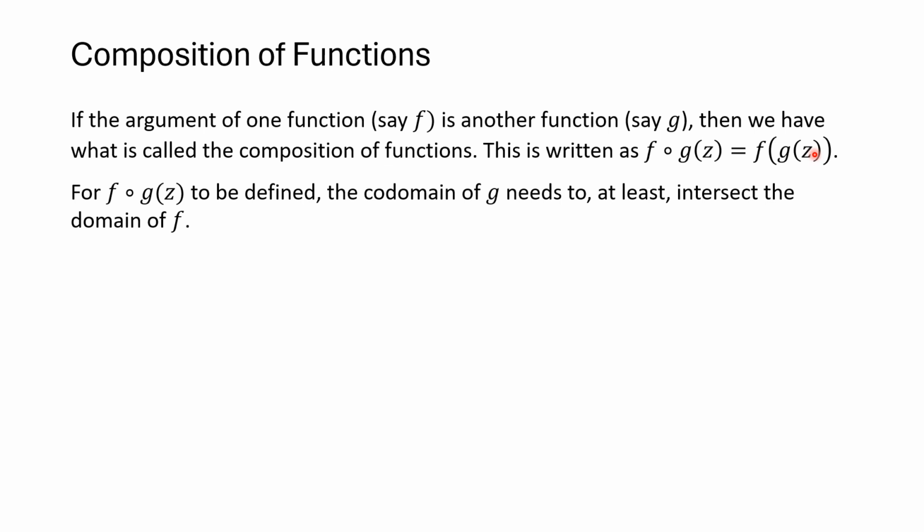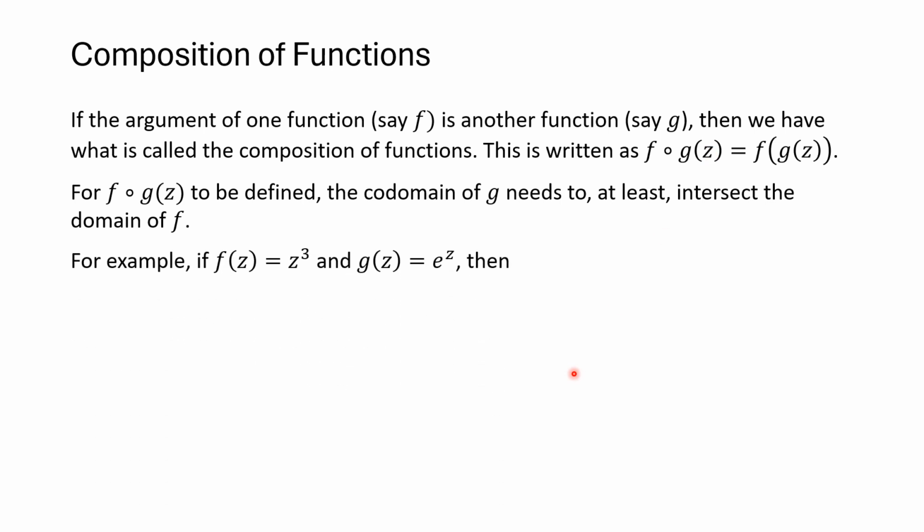And there's one catch here. g of z maps to a particular codomain, and if that codomain doesn't intersect the domain of f, then you don't have a defined function at all. So the codomain of g at least needs to intersect the domain of f, and that intersection is basically the domain of the composition f of g of z.